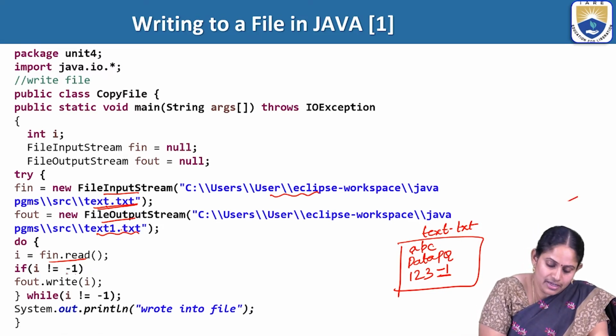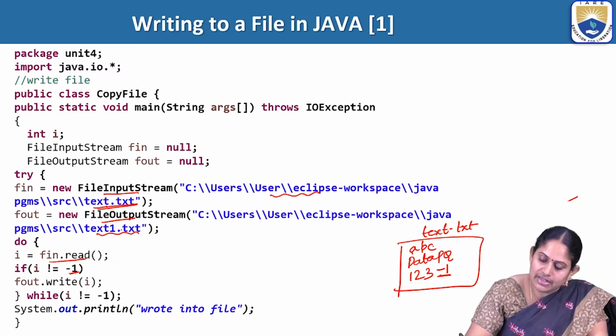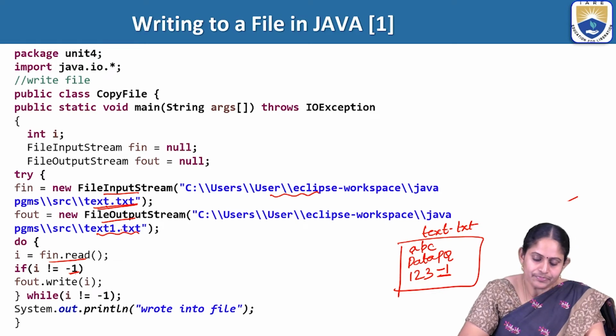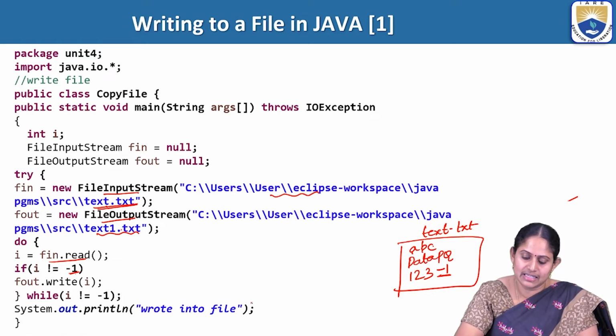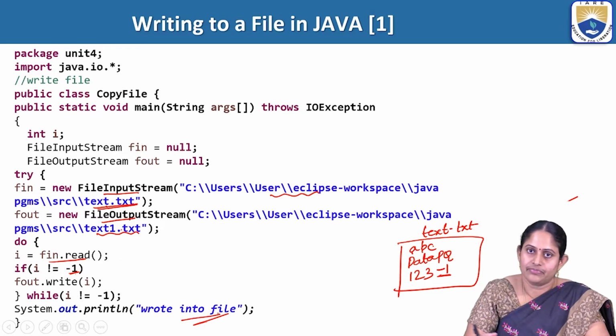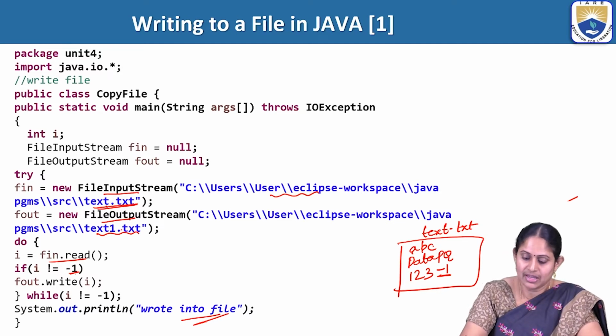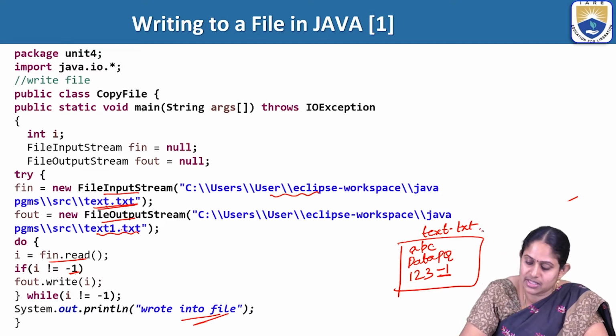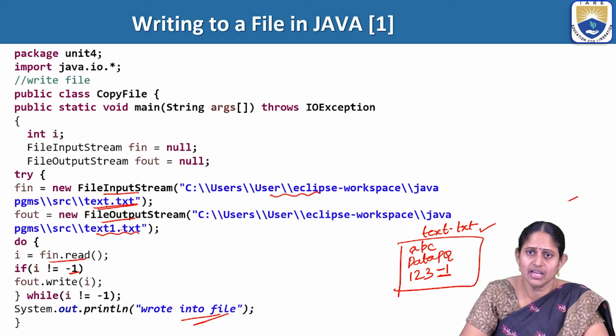So until it reaches -1, it will write those contents into this file, and after writing that data, this statement will be displayed onto the console. Now, since these objects are holding these two files, we have to release them.